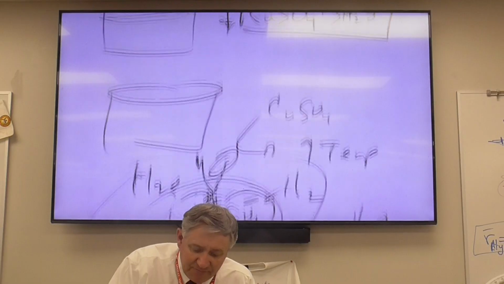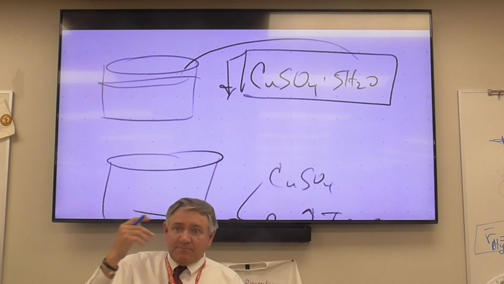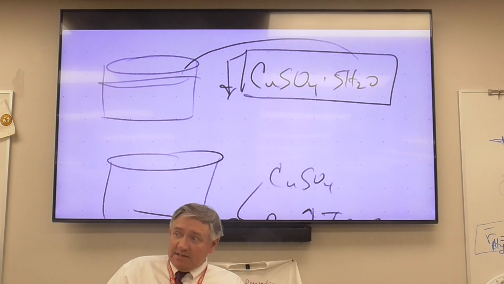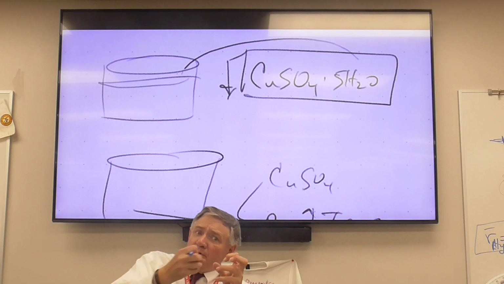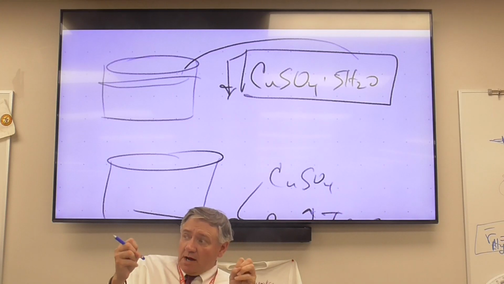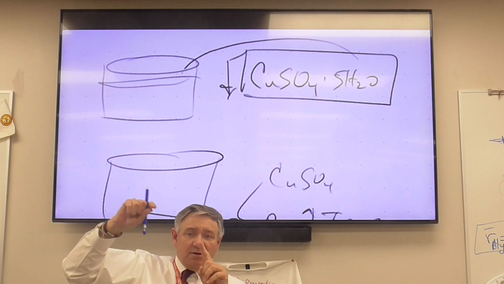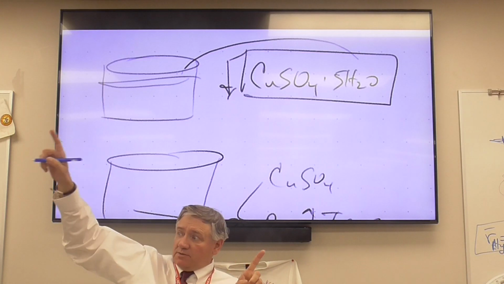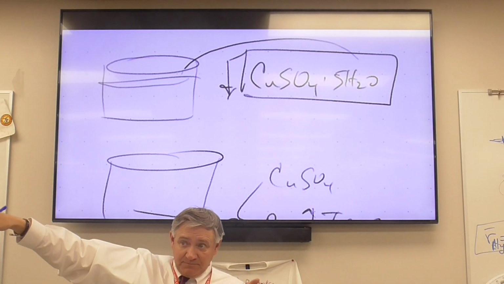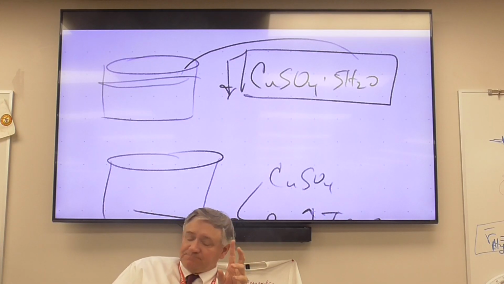Now, on that first one, the temperature dropped. So what that means is that the input of energy to break the copper sulfate apart was more than the energy that was released when the water bonded with the copper and the sulfate. That's why the temperature went down.